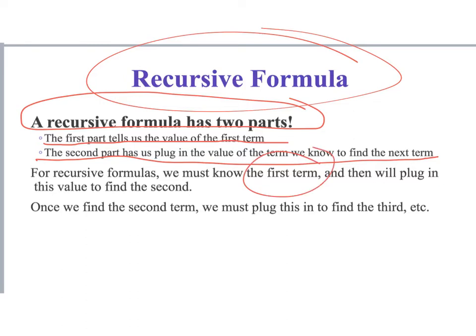And then what we do is we use that term to plug in to find the second term. Once we find the second term, then we're going to plug in to find the third term. Once we find the third term, we're going to plug in to find the fourth term, and so on and so forth. Okay? So let me show you what this recursive formula is like.